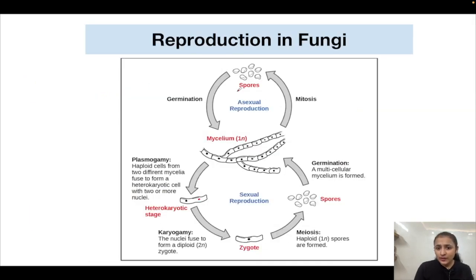In asexual reproduction, a single parent is involved: the fungal mycelium undergoes mitosis in order to produce spores. And where are the spores produced? Spores are always produced in fruiting bodies, be it sexual or asexual reproduction. When these spores germinate, they are capable of giving rise to a new fungus. So this was about asexual reproduction.